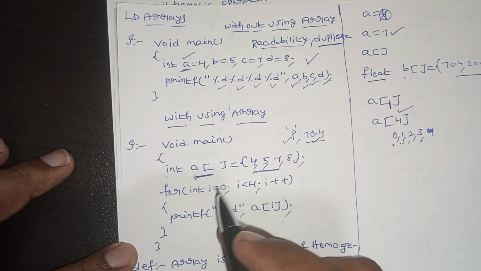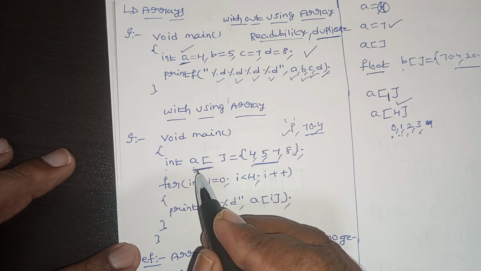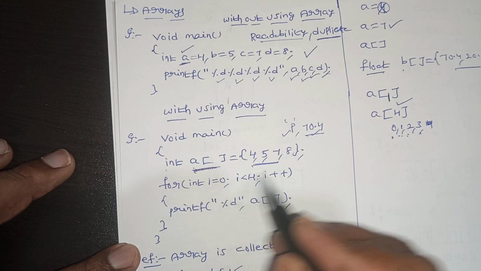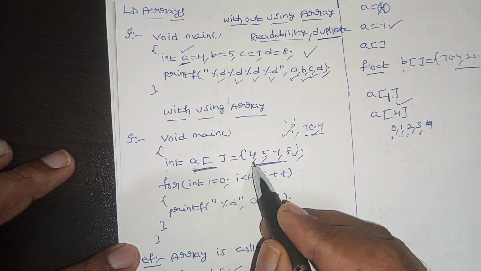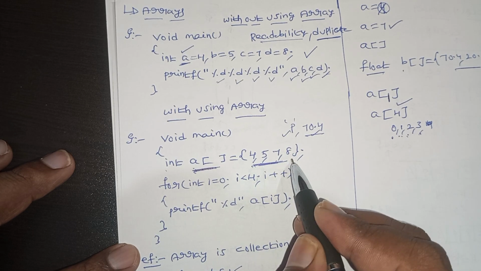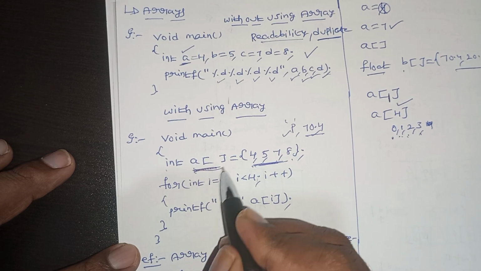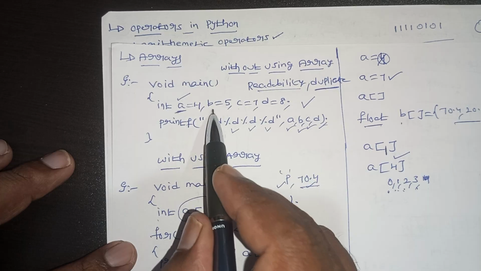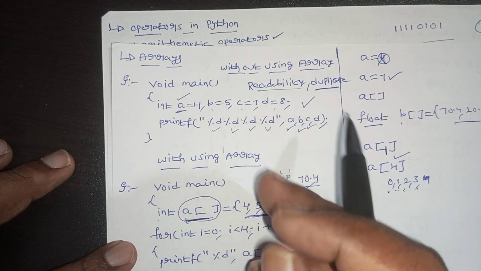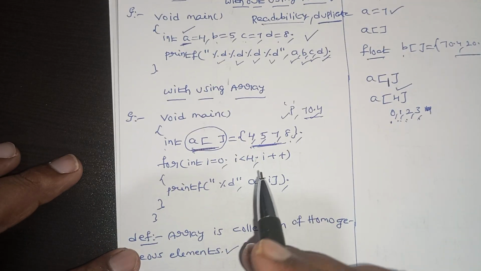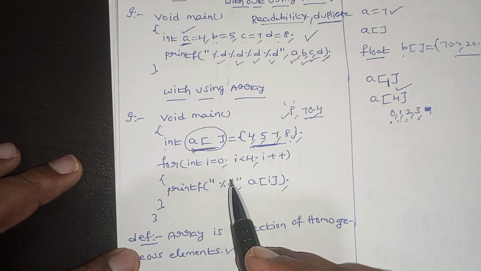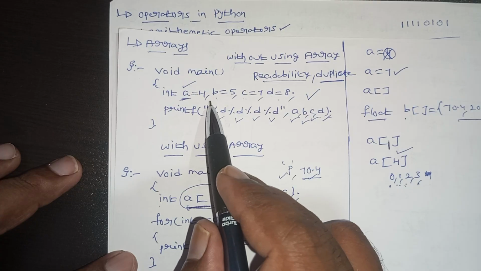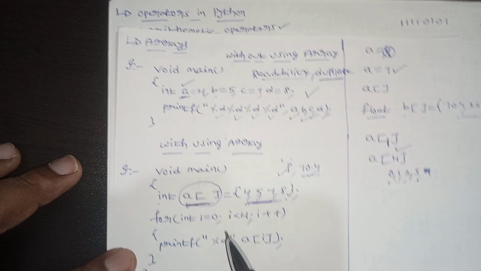Now with using arrays, see here, I am taking only one variable. You can take any number of values: 4, 5, 7, 8. In the program, how many variables have I taken? 1, 2, 3, 4. I have taken a small example. That is the advantage of arrays. When there is data of the same type, you use arrays.